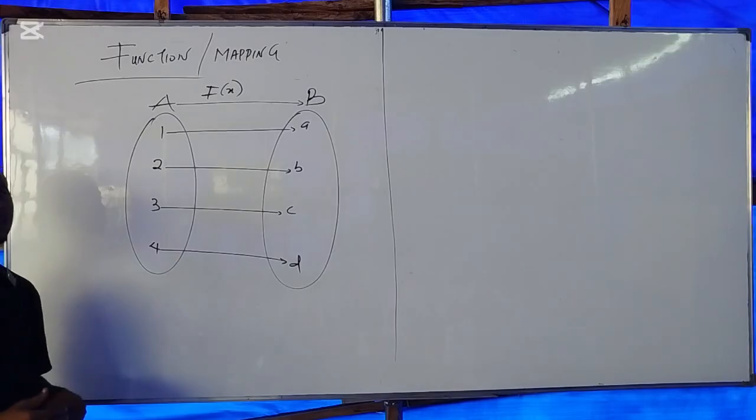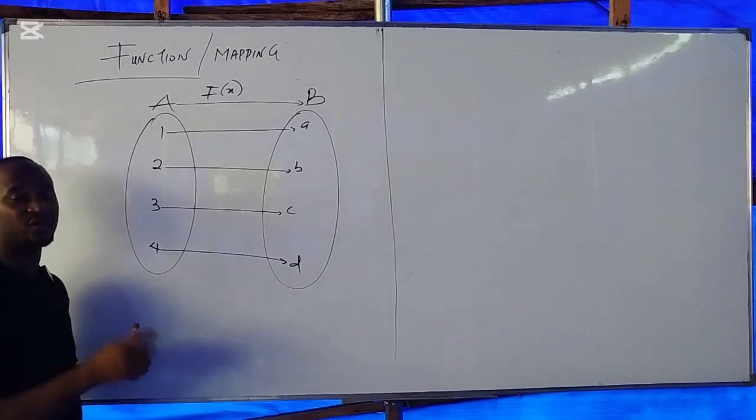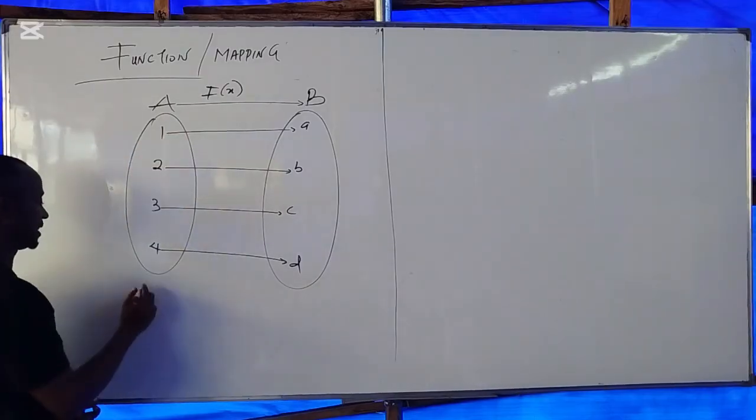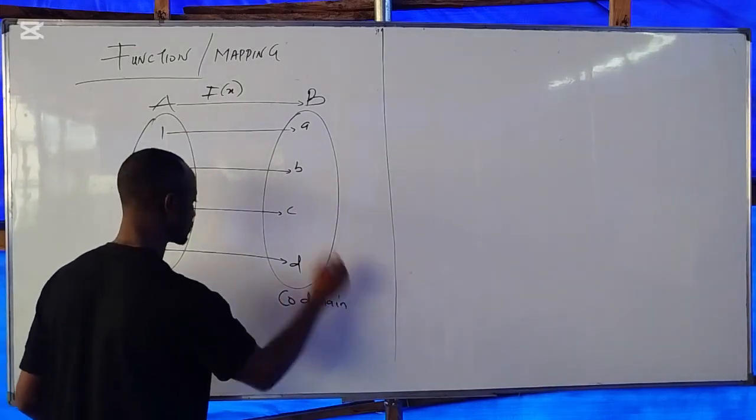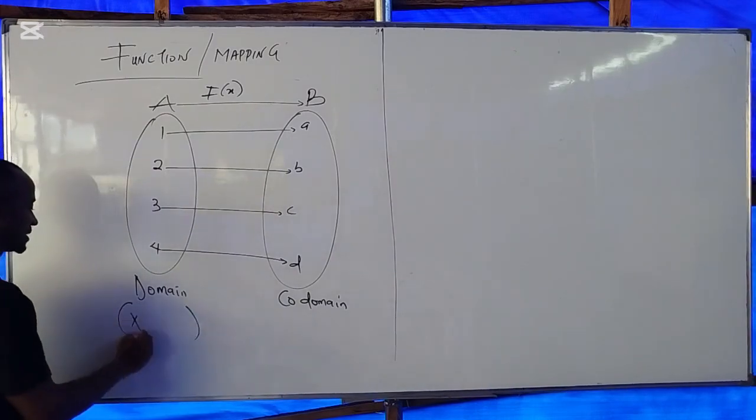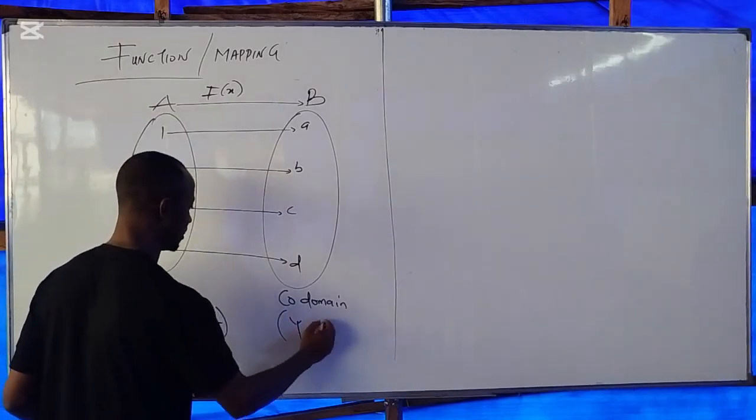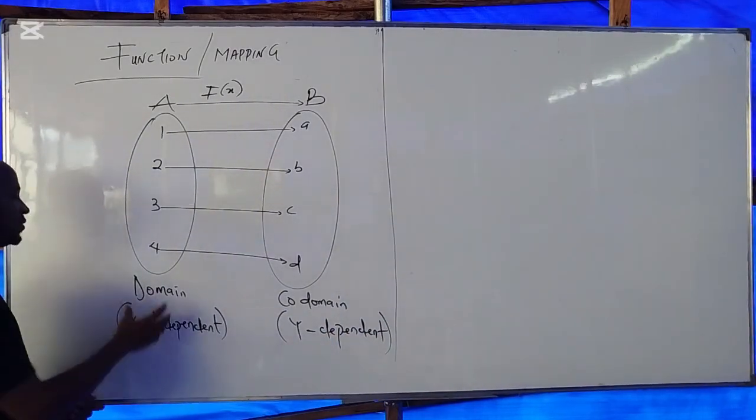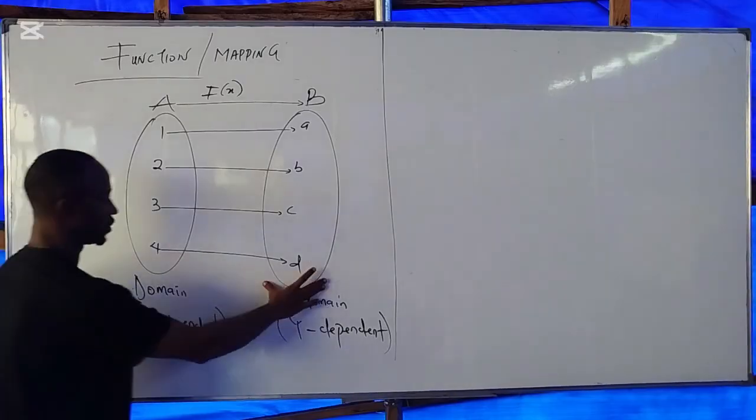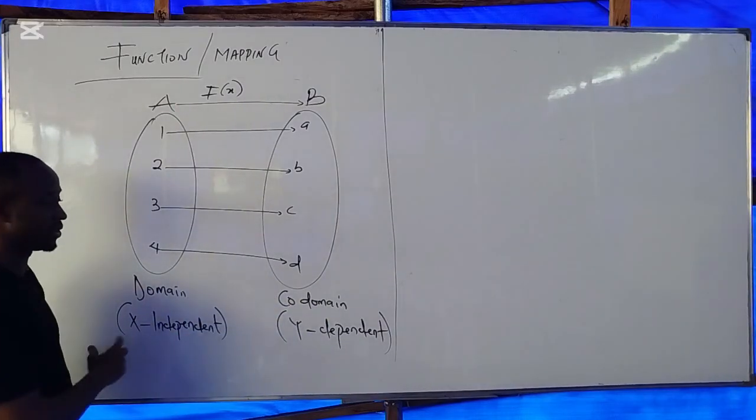A one-to-one function is a situation whereby every element in the domain is assigned to a unique element in the codomain. We call this first set the domain, and we call this the codomain. This is also referred to as the x, and the x represents the independent. This is also called the y, and the y represents the dependent. It simply means that the domain is called independent, and the codomain is called dependent. That means the codomain depends on the domain.